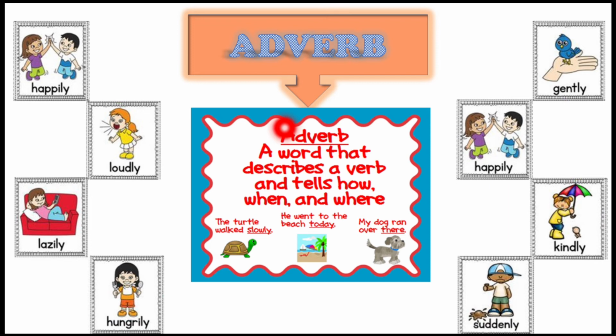We'll see this once again. Adverb, a word that describes a verb. जो verb को describe करता है. Verb यानी action words जो होते हैं वो हम लोग कैसे करते हैं, उसे जो describe करता है जो word, वो word को हम लोग adverb बोलेंगे. And tells how, when and where. Means कैसे किया, कब किया और कहाँ पे. ये जो सारी चीज़ें हमें जो बताता है जो word, उसे हम लोग क्या बोलेंगे, adverb बोलेंगे.